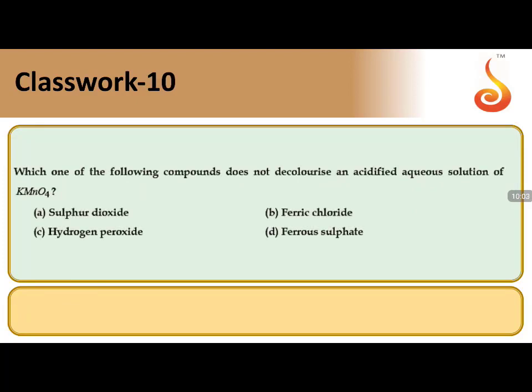Coming to question number 10, which of the following compounds does not decolorize acidified solution of KMnO4? That means KMnO4 should not behave as an oxidizing agent. Where there is no redox reaction, there is no decolorization of KMnO4. Now sulfur dioxide SO2 can convert into SO4 2-. So the reaction is possible. Ferric chloride, Fe is in +3 state. Is there any chance of going higher? No, there is no further. Fe+3 cannot further get oxidized.